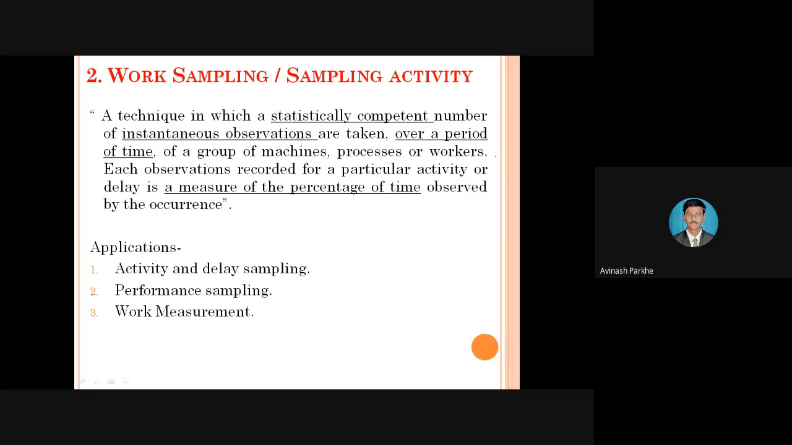So now in today's lecture, we will discuss the second method of work measurement, which is called work sampling. Work sampling is also called a sampling activity. This is the second technique which is used in work measurement in order to find the time required to perform the task. This second method is applicable for the man and the machine.